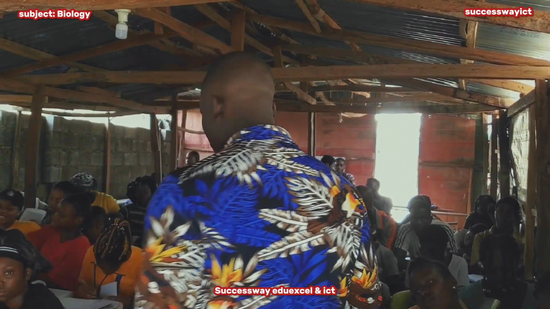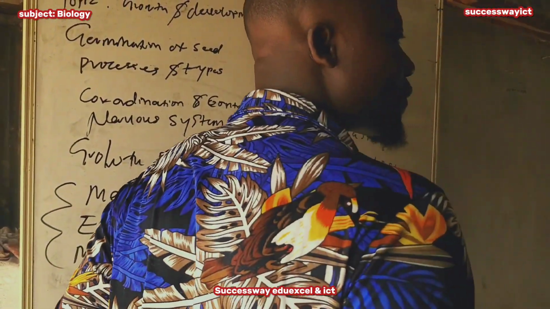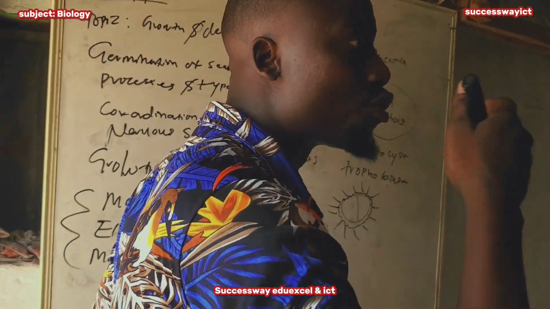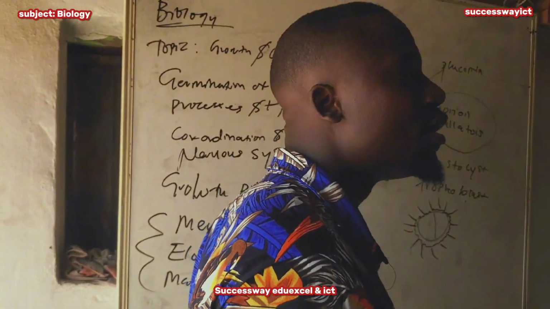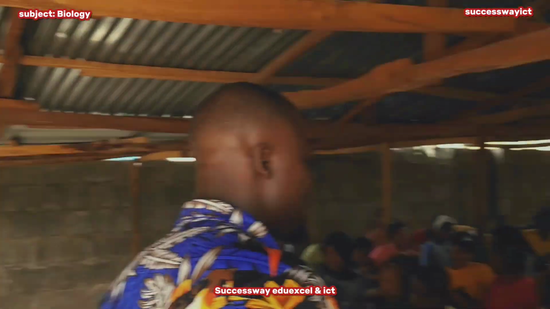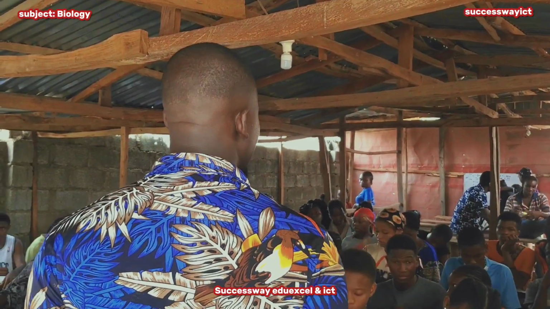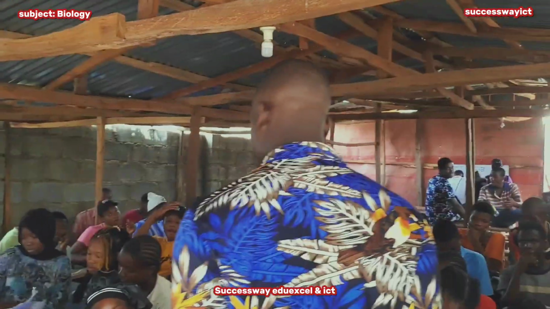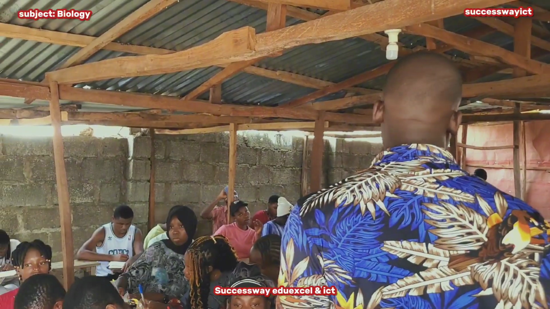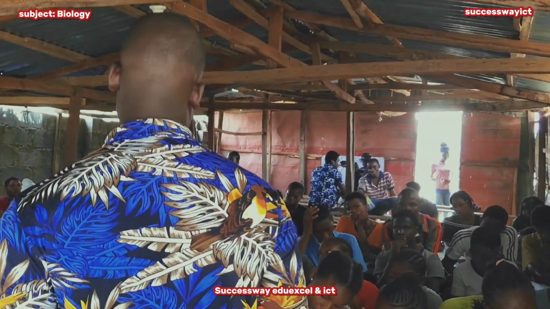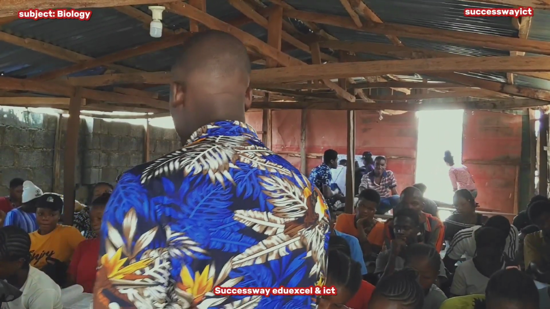Are we together? There is also what is known as growth rate. Are we together? Growth rate has to do with the increment over a particular time. Growth rate has to do with what? An increase in the organs of plants over a particular time. And growth rates are basically 2 types. One is arithmetic growth rate and 2 is geometric growth rate.